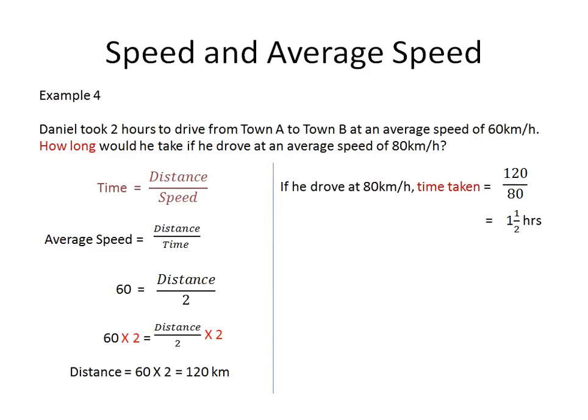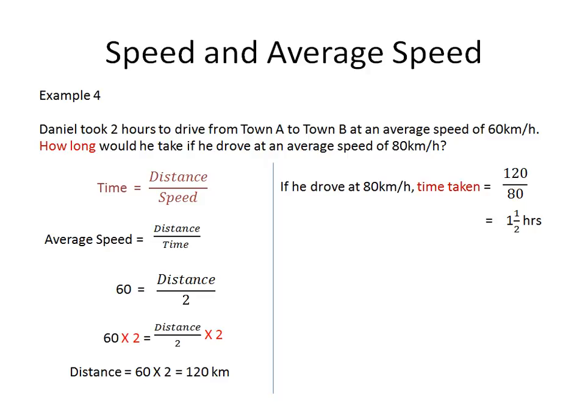Daniel took 2 hours to drive from town A to town B at an average speed of 60 kilometers an hour. How long would he take if he drove at an average speed of 80 kilometers an hour? I first write down the formula for time because the question says how long would he take if he drove at an average speed of 80 kilometers an hour.